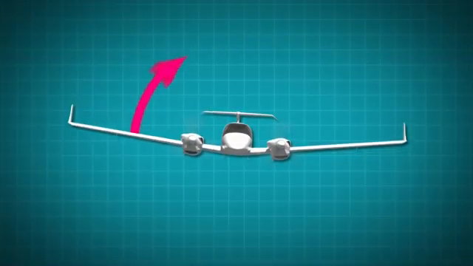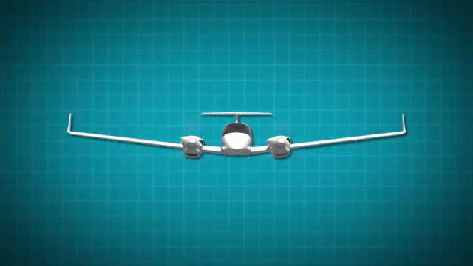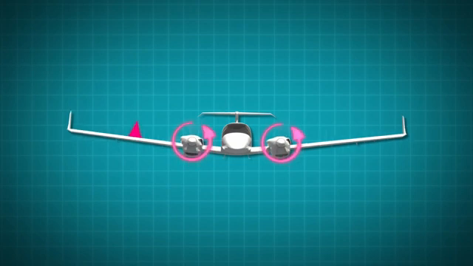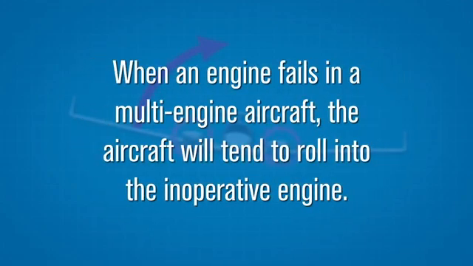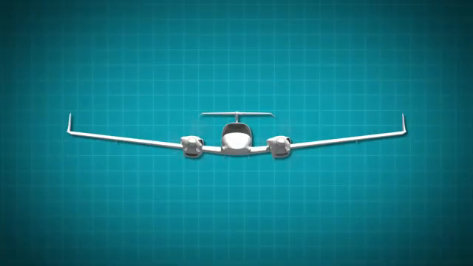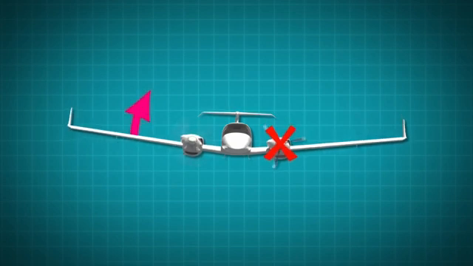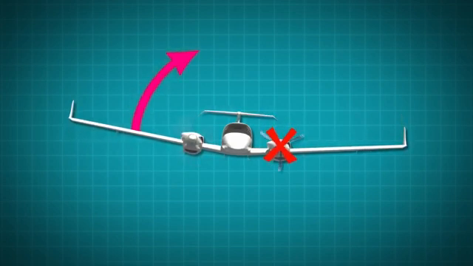Torque. We discussed the theory of torque before. In the Diamond 42, when the propellers rotate to the right, the aircraft tends to roll to the left due to Newton's third law. When an engine fails in a multi-engine aircraft, the aircraft will tend to roll to the inoperative engine. Let's use the left engine as an example. If the left engine fails, the aircraft will want to roll to the left engine.